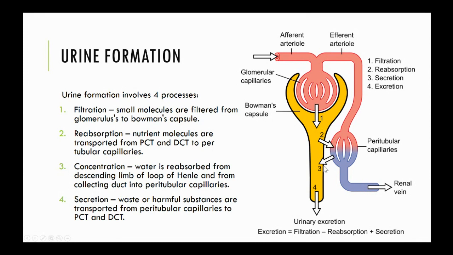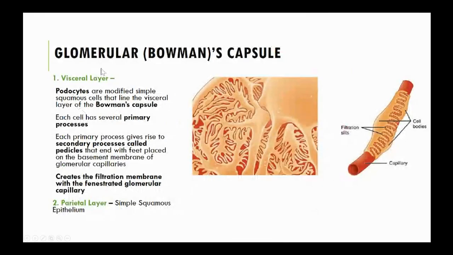And then we have secretion. Secretion is where we get rid of any waste or harmful substances. They get transported from our peritubular capillaries to our proximal convoluted tubules and our distal convoluted tubules, and then eventually we excrete them out.